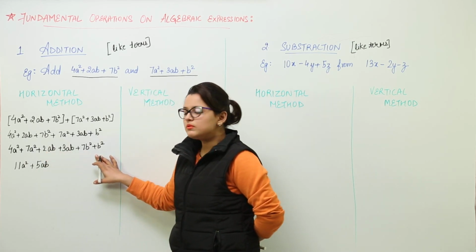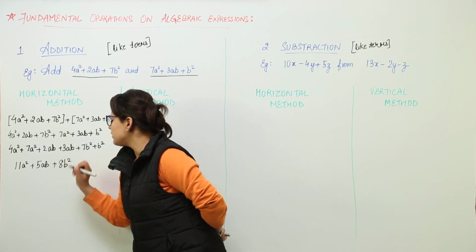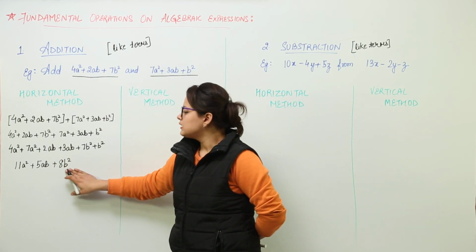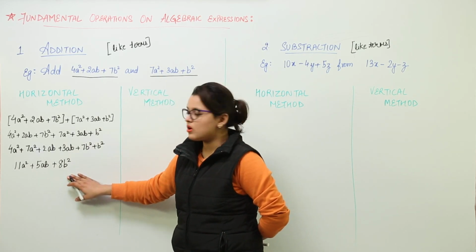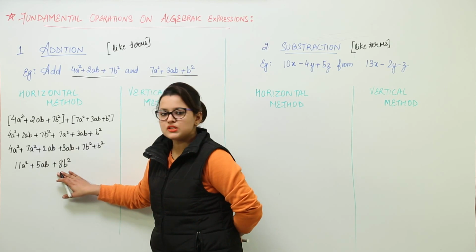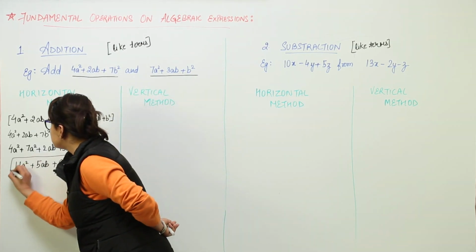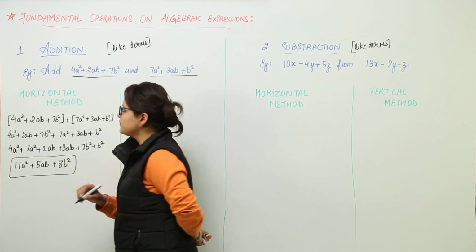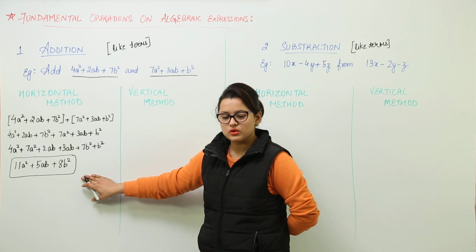Let us add 7b square plus b square to give us 8b square. Now you can see over here that this final expression is not to be added any further, because all the three terms in this expression are unlike terms. Therefore we are going to leave our answer as it is over here. So that was how the addition is to be done in the horizontal method.